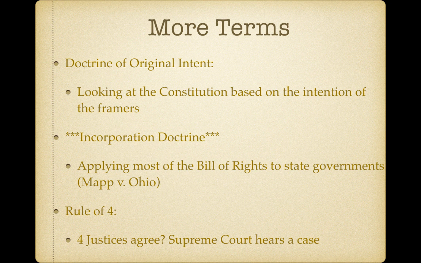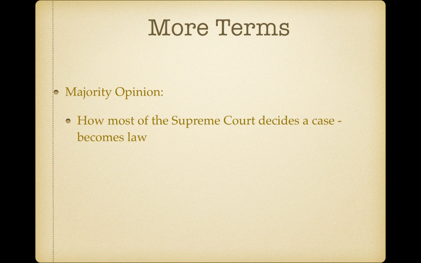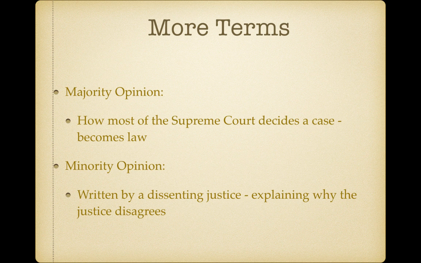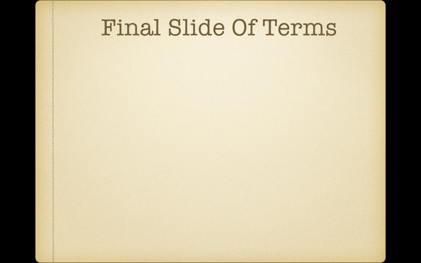The Rule of 4, as I mentioned, if 4 justices agree, that Supreme Court is going to hear that case. Majority opinion, this is how most of the Supreme Court decides a case, and this becomes law. And this is written by one of the justices, usually the highest ranking justice that agrees with the majority of the court. On the opposite end of that spectrum, we have the minority opinion, and this is written by a dissenting justice explaining why the justice disagrees.